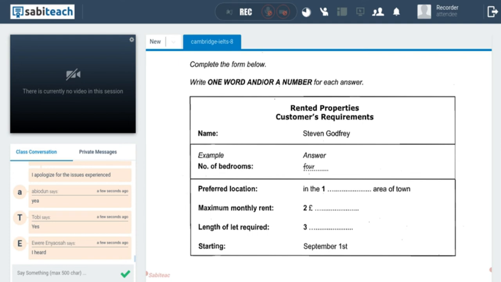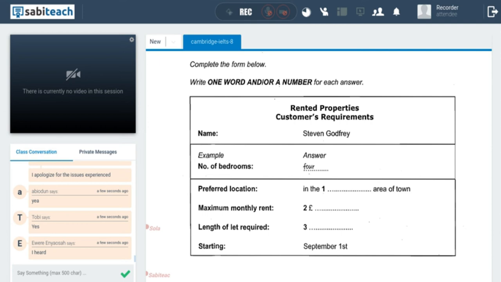The number of bedrooms needed is 4. So 4 has been written in the space. Now we shall begin. You should answer the questions as you listen, because you will not hear the recording a second time. Listen carefully and answer questions 1 to 8.